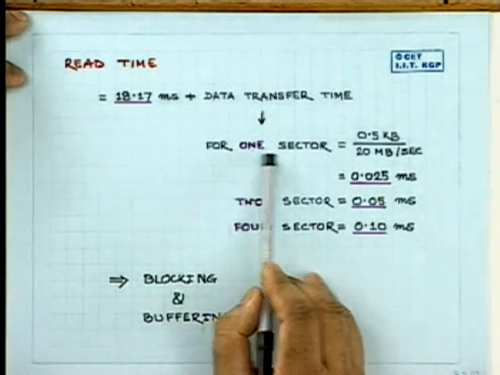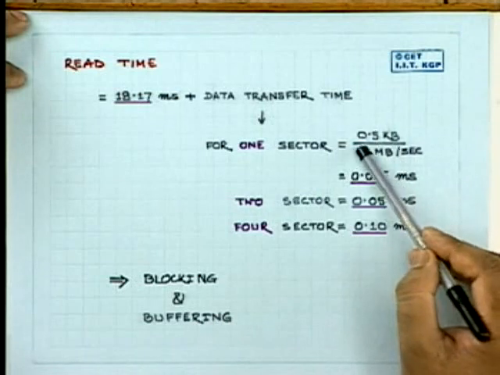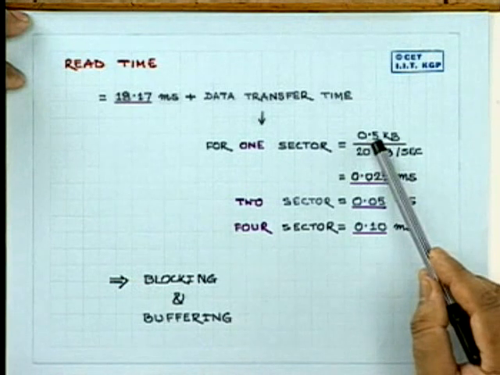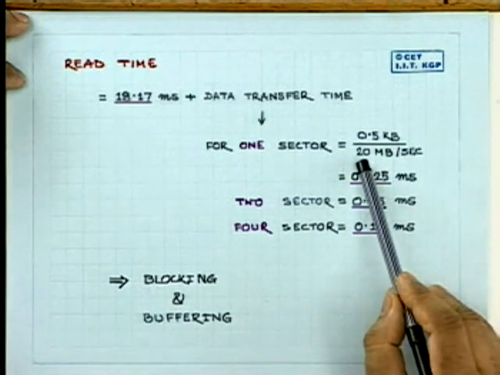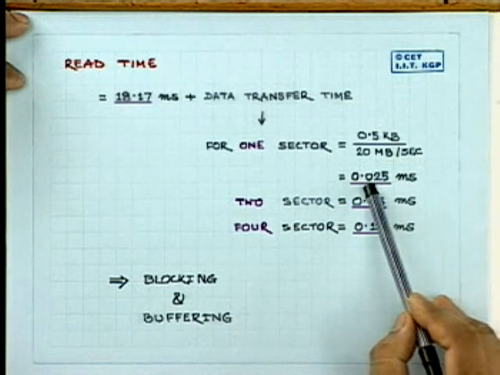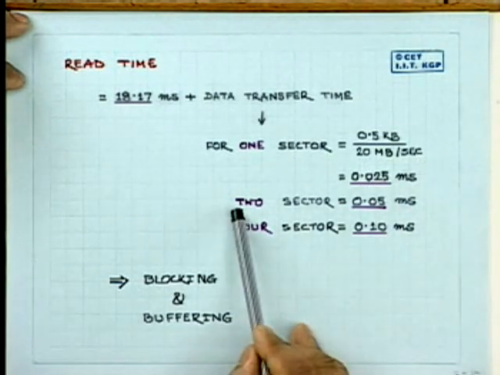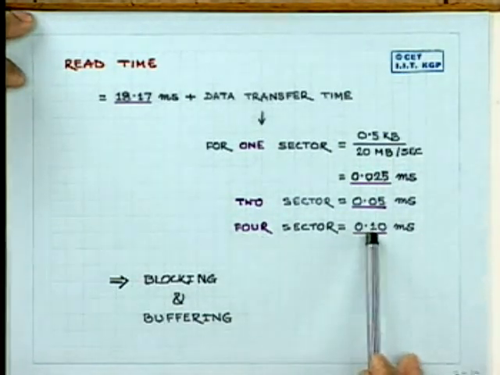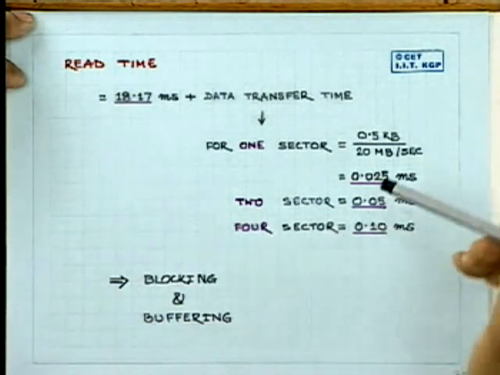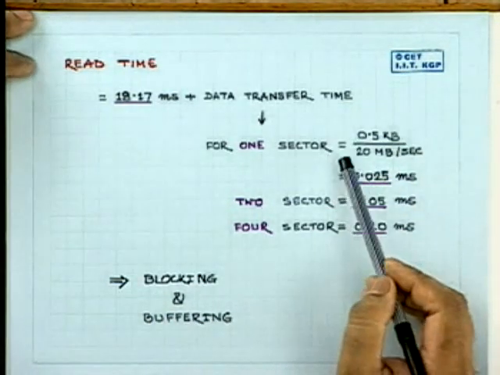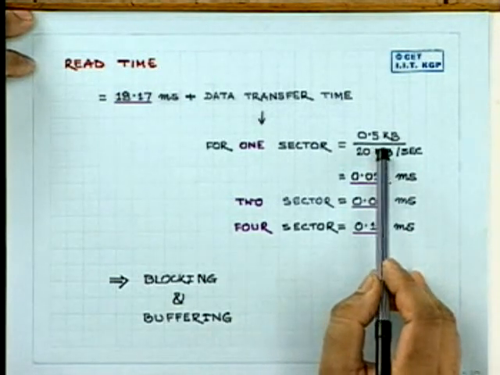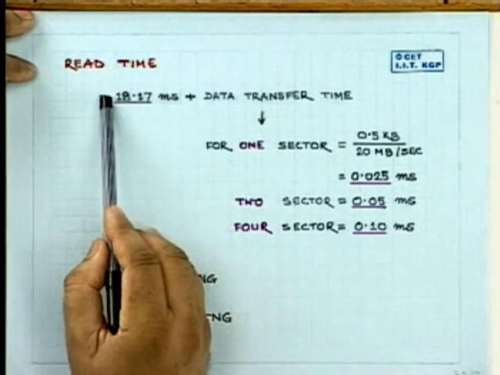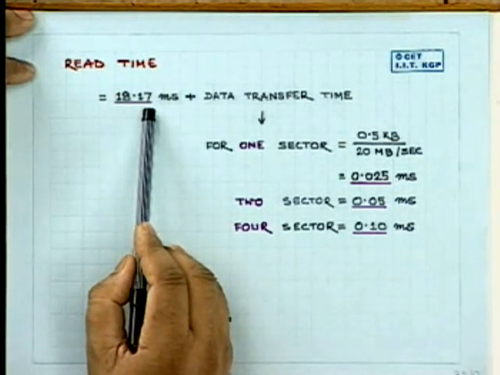If we transfer one sector, say 512 byte, and the rate is 20 megabyte per second, therefore it will take 0.025 millisecond. For two sectors, it will be double, 0.05 millisecond. For four sectors, it will be 0.1 millisecond only. Therefore, you can see the transfer time is very, very low, almost negligible with respect to the head positioning time, which is 18.17 millisecond, right?